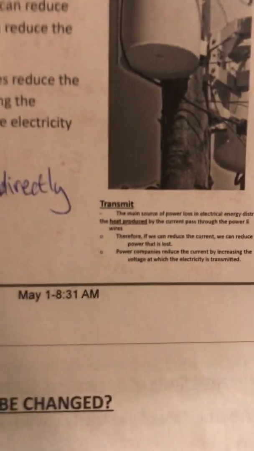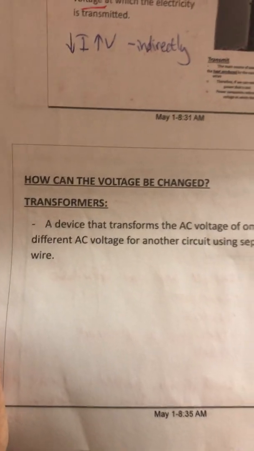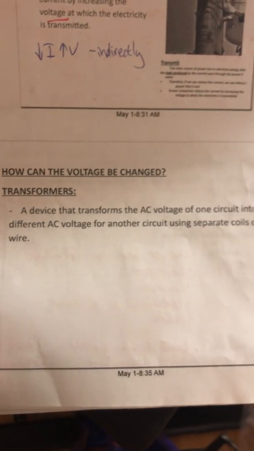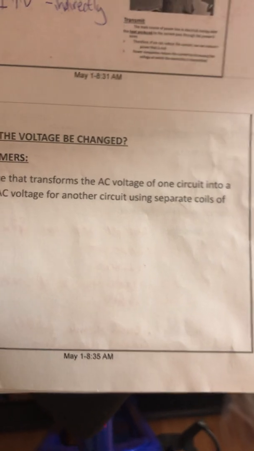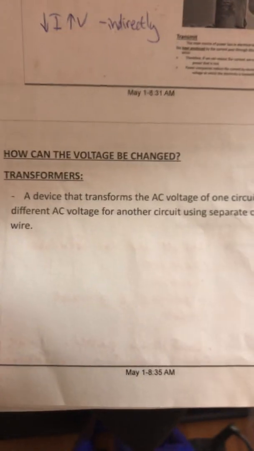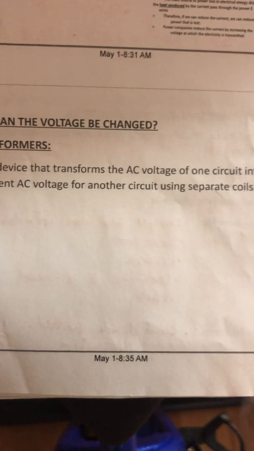You can see here. Let's see if that zooms in. Yeah, so the main source of power loss in electrical energy distribution is heat produced. For example, when you're thinking about an incandescent light bulb. So how can the voltage be changed? Transformers change this. It's a device that transforms the AC, the alternating voltage of one circuit, into a different AC voltage for another circuit using separate coils of wire.